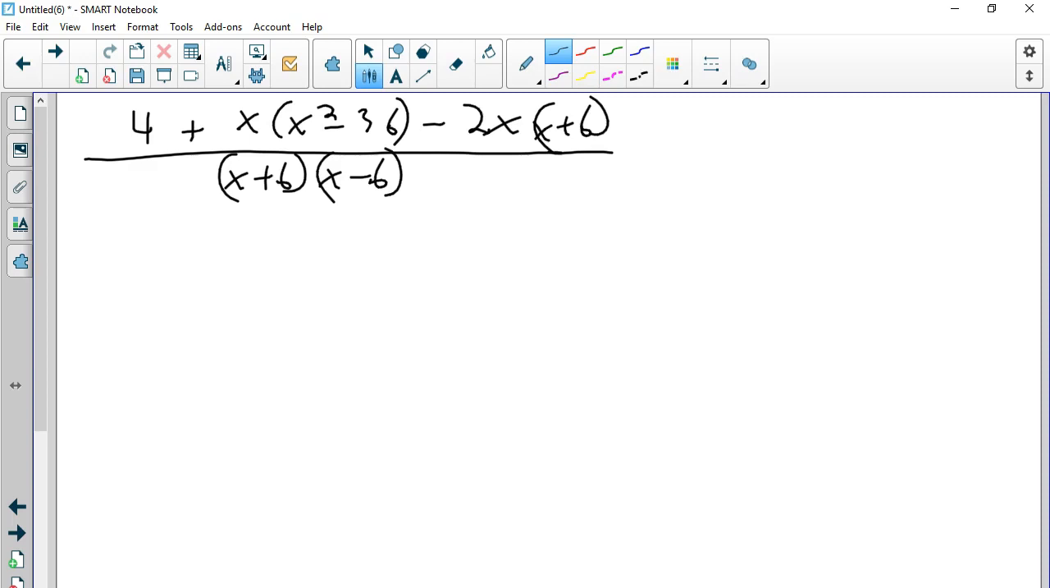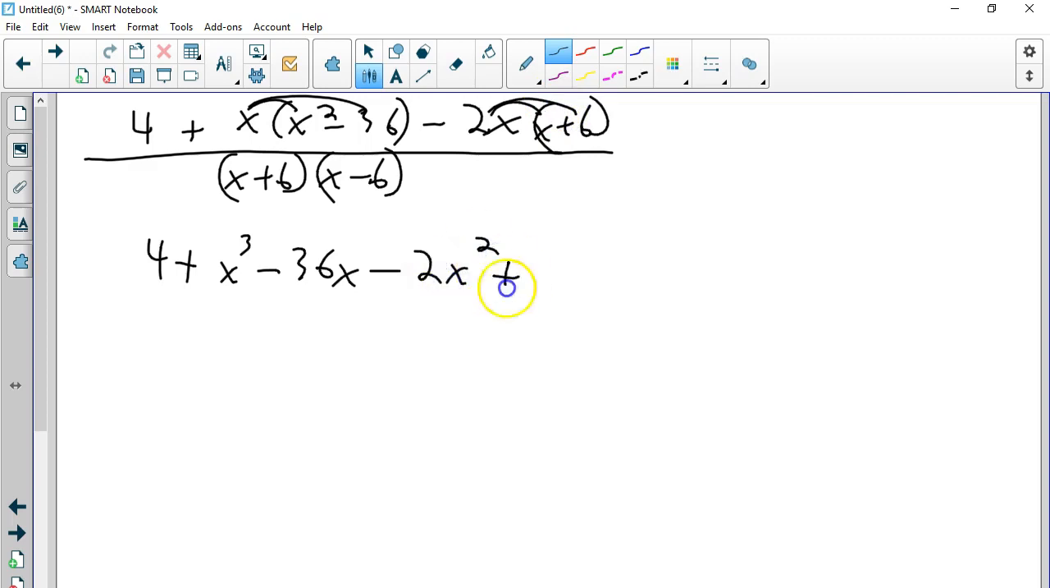Okay, so now I'm going to write 4 plus, distribute my x, so that's x cubed minus 36x minus, I need to distribute the 2x squared minus 12x. Pay attention to those symbols. Minus 12x. So negative 2x times x is negative 2x squared. Negative 2x times 6 is negative 12x. Now again, you can skip this step, or you can write it if you need to.